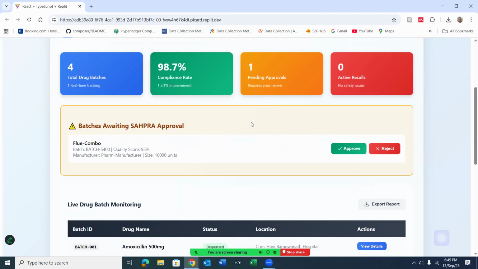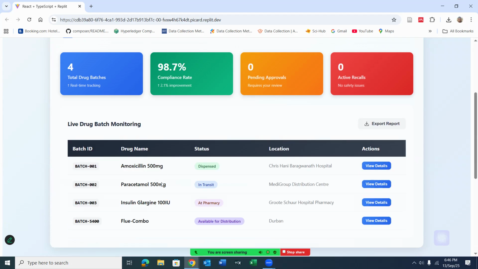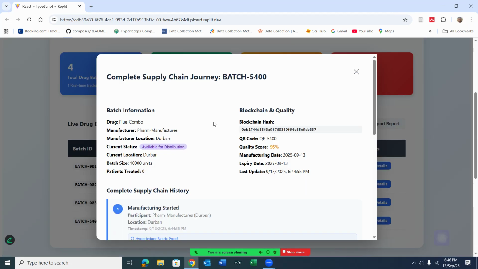But now let's assume that SAPRA looked at it, and then it goes to their quality assurance. Then they see that, okay, it meets our standards. Then they approve it. Now it updates on the list there. The flu combo with the batch number 5400 is available for distribution. The location is Devon. You can also view the details for red.